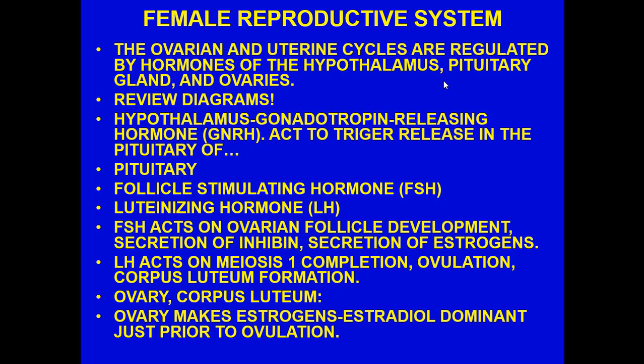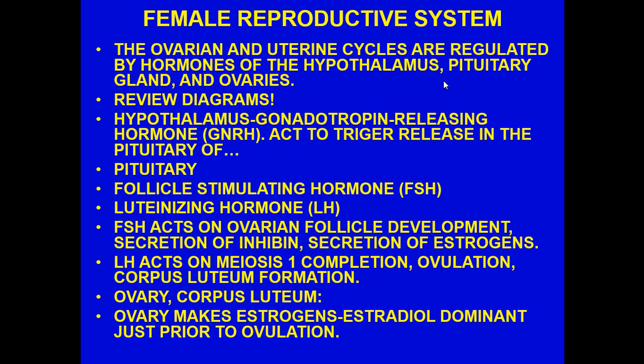So GnRH. Now, this is going to act as a trigger to release in the pituitary the following two hormones: follicle stimulating hormone, FSH, and luteinizing hormone, LH. Now, FSH acts on the ovarian follicle development as well as on the secretion of inhibin and the secretion of estrogens. Keep in mind that inhibin has a negative feedback effect on the secretion of FSH. Now, LH acts on the meiosis 1 completion, on ovulation, and on the formation of the corpus luteum.